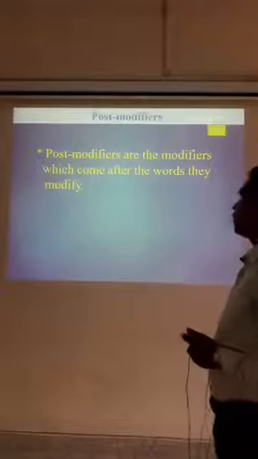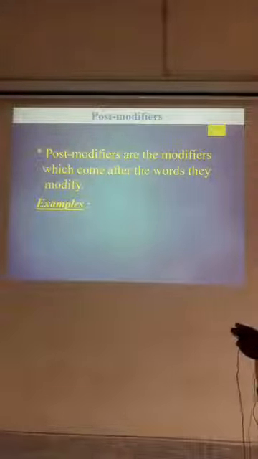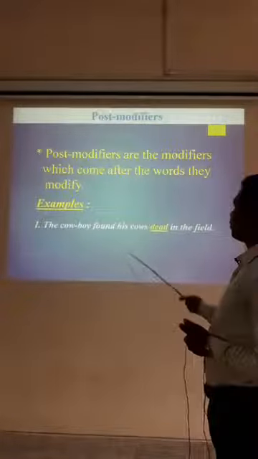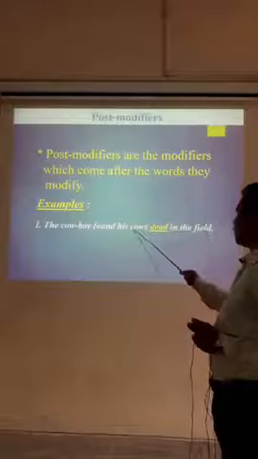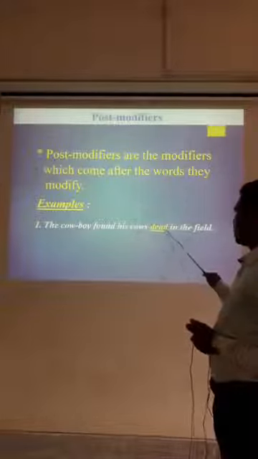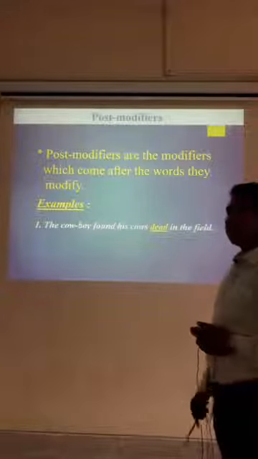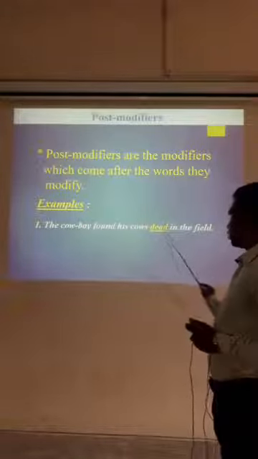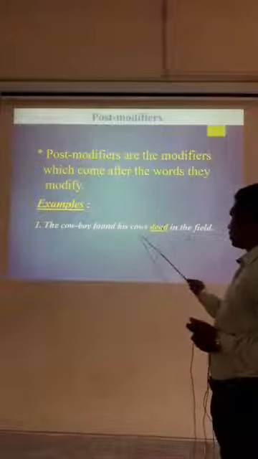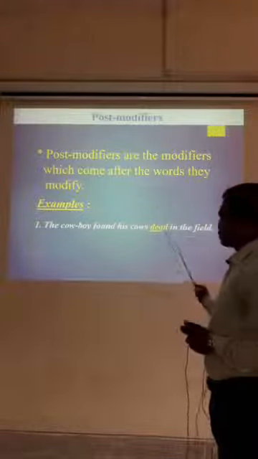That is pre-modifier, post-modifier. Now, examples. Number 1, the cowboy found these cows dead in the field. That means after cows comes the word dead. What is the condition of the cows? They are dead. Dead is a word which modifies the word cows, sitting after cows. So it is a post-modifier.